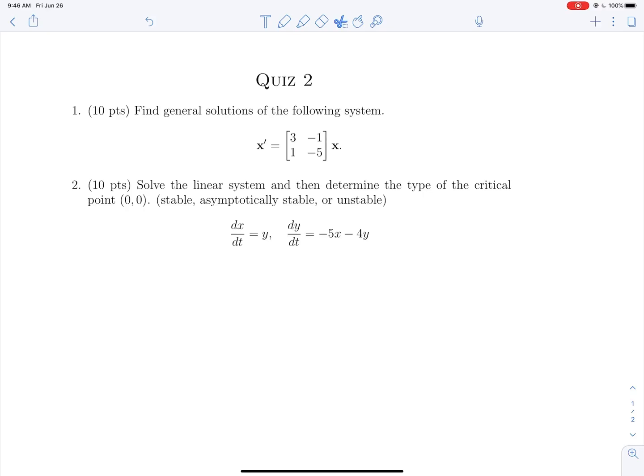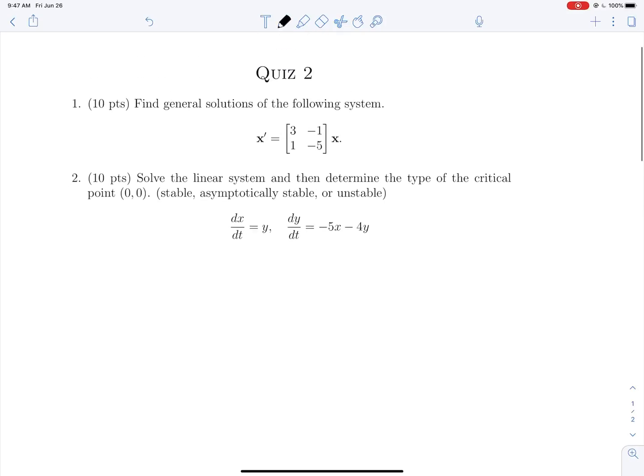This is MA303's Quiz 2 from the summer of 2019. And yeah, this is just over more complicated solutions to linear systems and a little bit of classifying critical points. So question 1, we're finding the general solution to this system here.